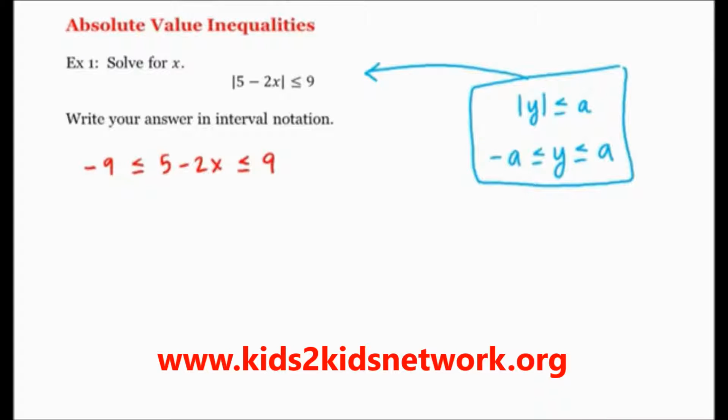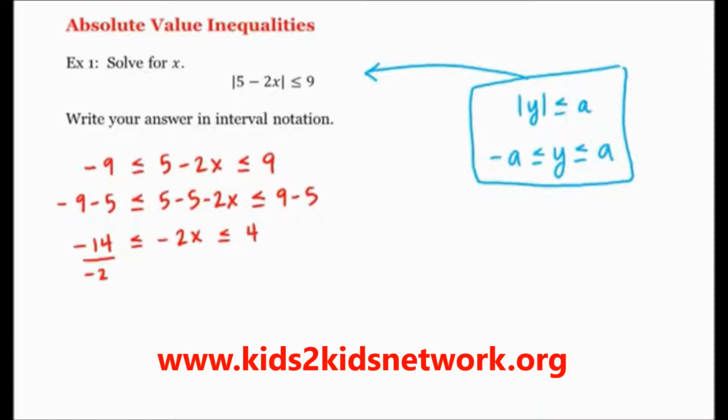So let's start by subtracting 5 everywhere, which gives us -9 minus 5 is less than or equal to 5 minus 5 minus 2x, which is less than or equal to 9 minus 5. Or -14 is less than or equal to -2x is less than or equal to 4. And now let's divide everything by -2. However, remember, when we divide by a negative, we better flip or reverse the direction of both of these inequalities.